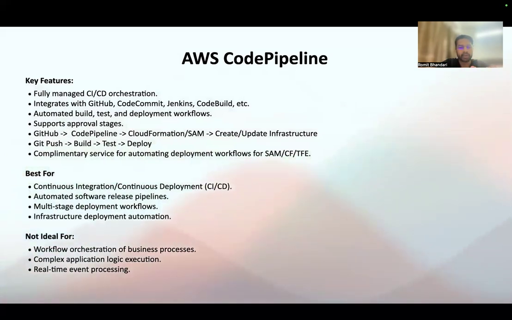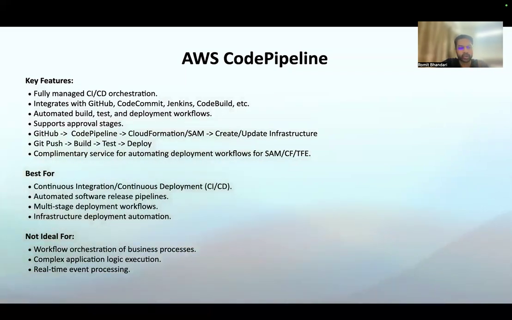And as an example, GitHub to code, let's say you have CodePipeline, so you have CloudFormation or SAM templates which are provisioning the infrastructure, and you want to basically have an automated CI/CD for that provisioning. So you can have CodePipeline running on top of those templates to create and update the infrastructure. Okay, second one also talks about the same. If you want to build, test, deploy automatically as a script, you go for CodePipeline.